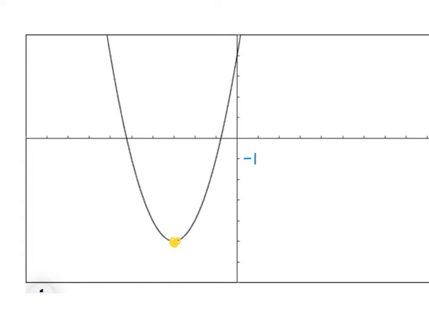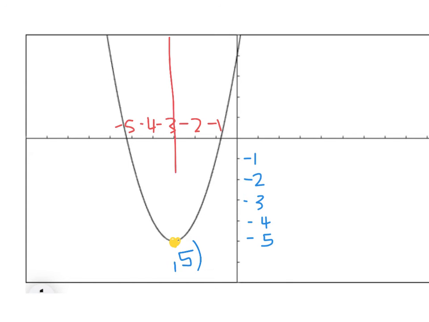So I've got to figure out this is negative 1, negative 2, negative 3, negative 4, and negative 5. So that means that the y value here is negative 5. Up here I've got negative 1, negative 2, negative 3, negative 4, and negative 5. Here's my axis of symmetry that goes straight through. So that means my x value is negative 3. So that tells me this is h and this is k.